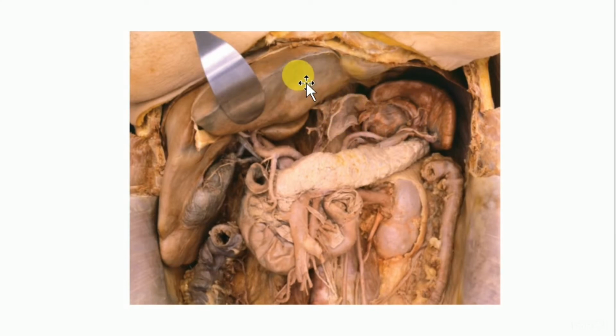This is liver. After retracting the liver, you can see the structure. Stomach we have cut. This is spleen and this is pancreas. So the tail of the pancreas is related to the spleen. And see here, this is the colon. This is the left colic flexure and this is left kidney.